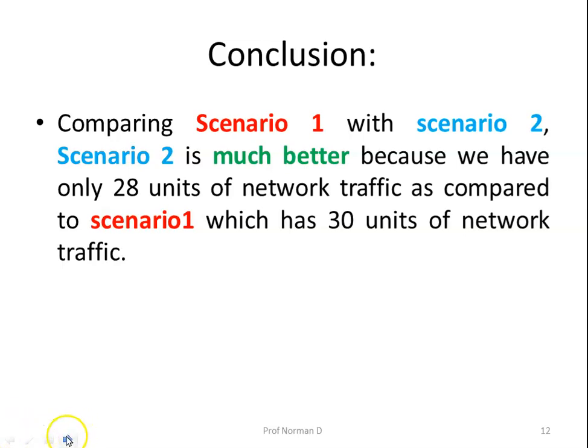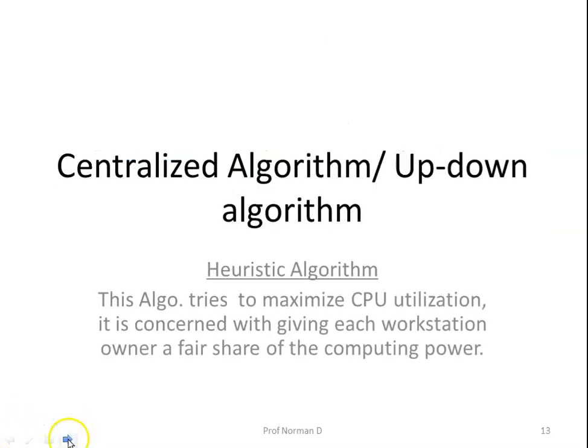We move on to our next algorithm, that is centralized algorithm, also called the up-down algorithm. Now this algorithm is a heuristic algorithm. Now the job of this algorithm is it tries to maximize the CPU utilization by giving each workstation a fair share of the computing power.